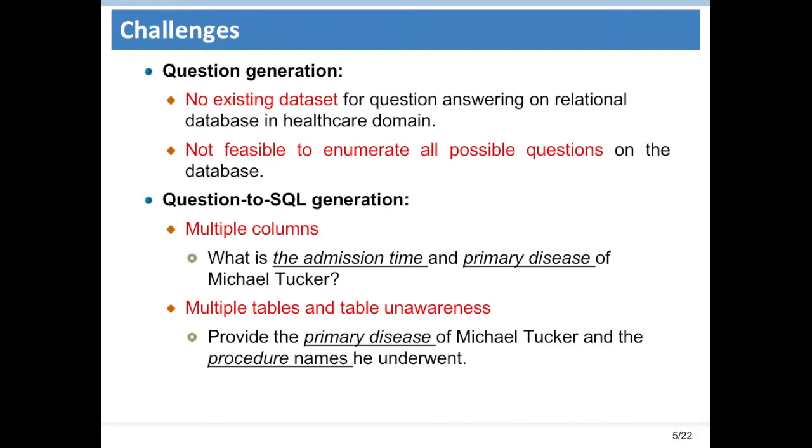First, questions can be related to multiple columns. For example, what is the admission time and the primary disease of Michael Tucker? This question is related to two columns, admission time and primary disease. In addition, questions can be related to multiple tables but the specific tables are not given. For example, provide the primary disease of Michael Tucker and the procedure names he underwent. This question is related to two tables. In this work, we mainly tackle these challenges.